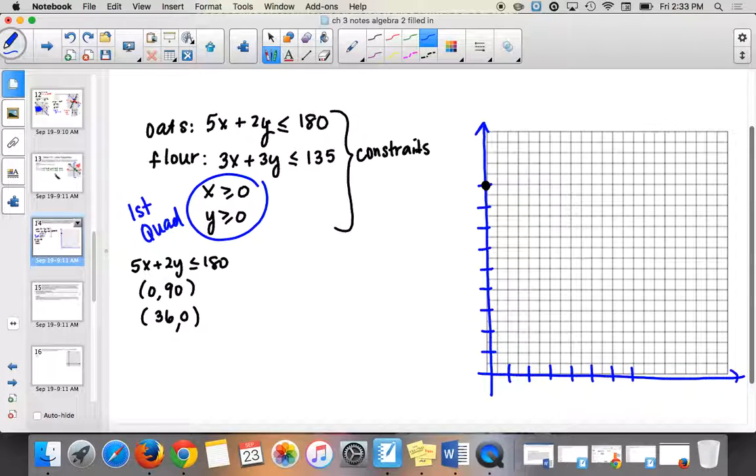All right, and I have 36, 0. So 10, 20, 30, 36, a little bit more than 35. And you might want to write what those y-intercepts and x-intercepts are. And then we draw it in. Ruler for this.